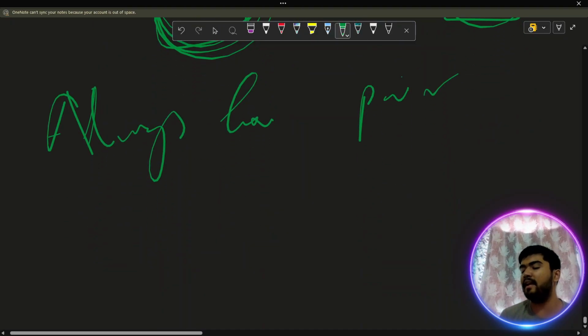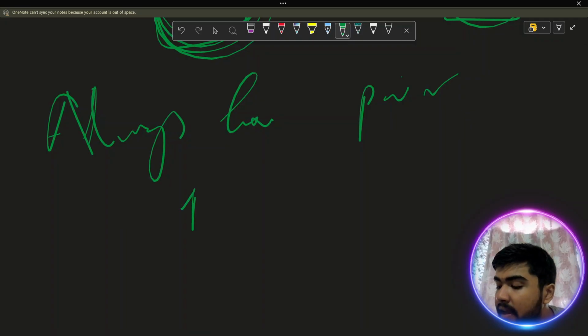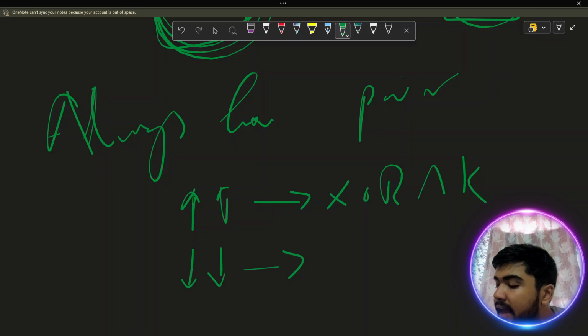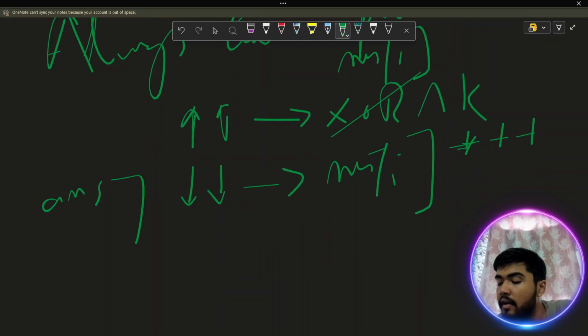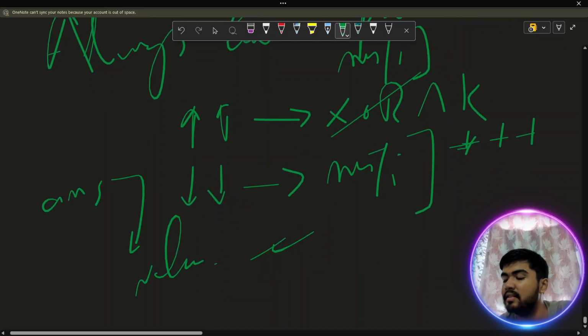So for this, the algorithm should be: on which after XORization it becomes increased, do them XOR with k, and for which it becomes decreased after XOR, take it only as nums of i. So here it becomes nums of i XOR k. Where increase, take it as nums of i XOR k, and where decrease, take it as nums of i, and you should do the summation of all these, and whatever answer you get, you can return that. Yes, this even case is very simple.